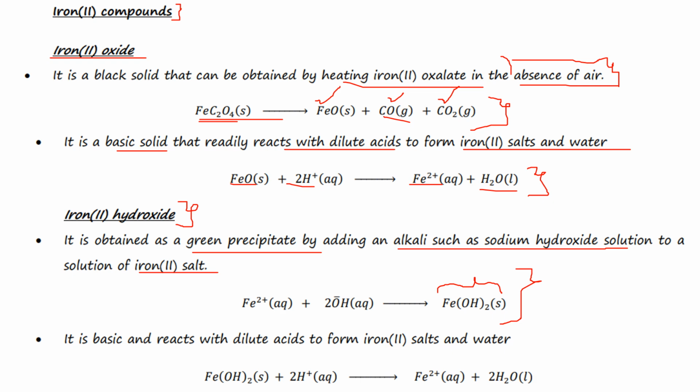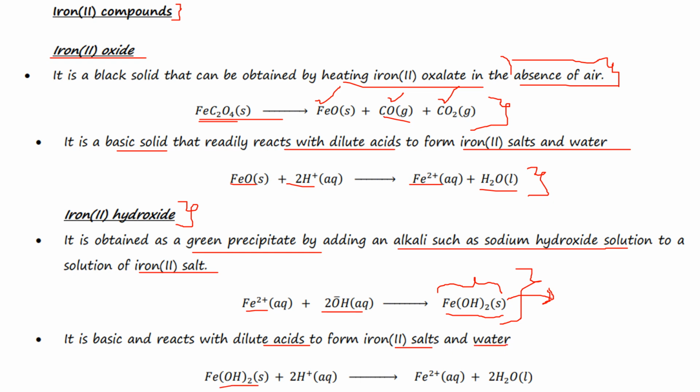But this darker green precipitate always turns brown on standing. I hope you have been evidencing that right away from your O-level, because this is a very common question in O-level. So iron 2 ion reacts with hydroxide ions from an alkali to give us iron 2 hydroxide, which is a darker green precipitate. So we're going to proceed and say that it is basic, and therefore it's going to react with dilute acids to give us iron 2 salts together with water.